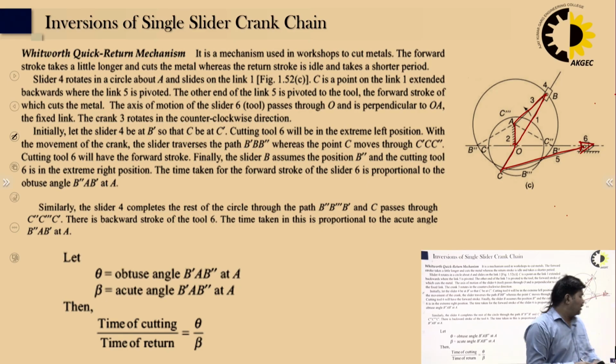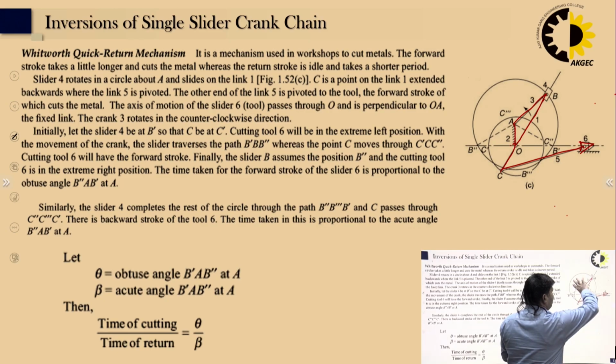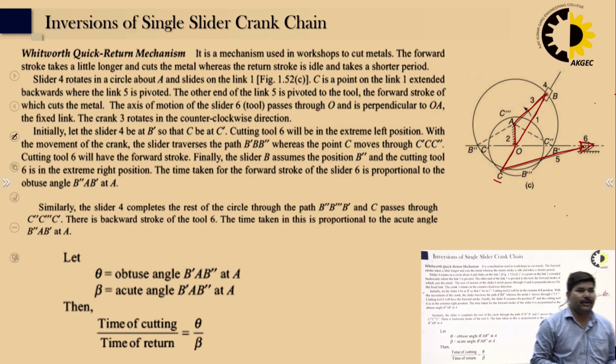Right? So it rotates like this. If he extended like this or like this, it's rotating. So in that case, what will happen? Initially we can say the axis of the motion of the slider passes through point O and it is perpendicular to OA, the fixed link, and the crank 3 rotates in the counterclockwise direction.